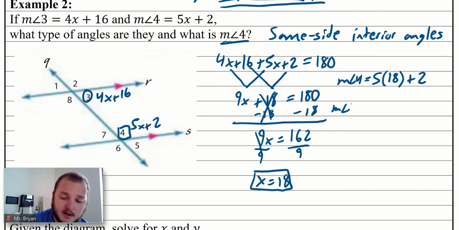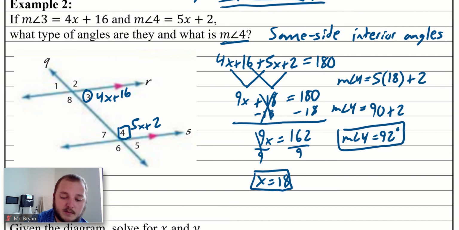Continue to solve here and simplify, measure of angle 4 equals 5 times 18. Again, you can try to do this in your head, or we can use that pattern that we talked about in last chapter. It's just half the number and then add a 0. So that is 90, and then plus 2. Measure of angle 4 equals 92. And I'll put degrees here. And this would be my final answer. So again, we're always checking to see, do I need to plug something back in? Okay, so that is example 2.